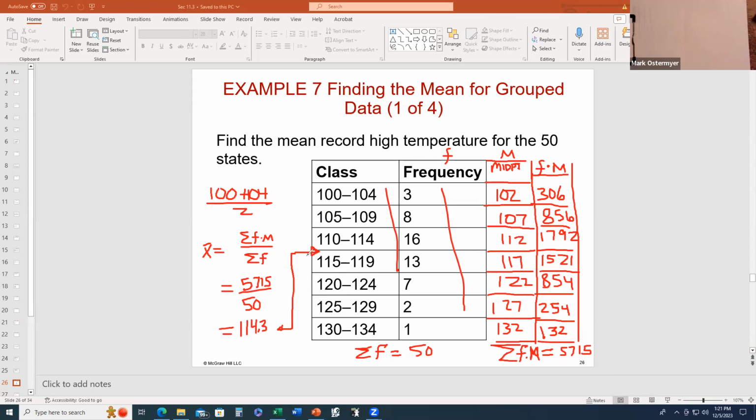All right, so that's how you find the mean or the average of a grouped data set, data that's in the form of a frequency distribution table. You have to add on a couple of columns. You find the midpoint of each class, then multiply the midpoint by the frequency of the class, add the last column together, and then divide that by the sum of the frequencies.